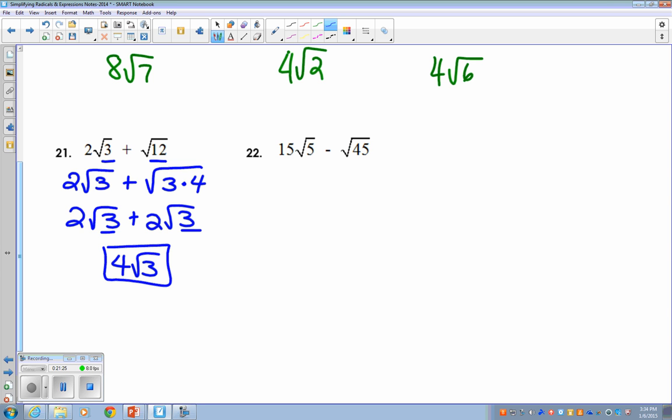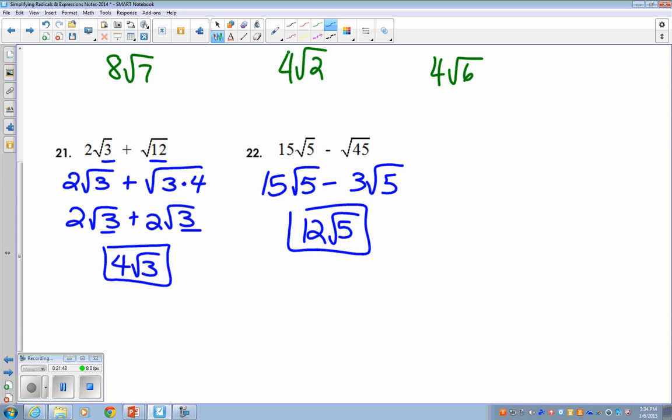Okay. Try 22 right now. I need you to see if you can get to the same radicand, same like terms, so you can add or subtract. All right, so we know this can be reduced to 3 root 5, right? So this gets reduced to 12 root 5. Are we good there?